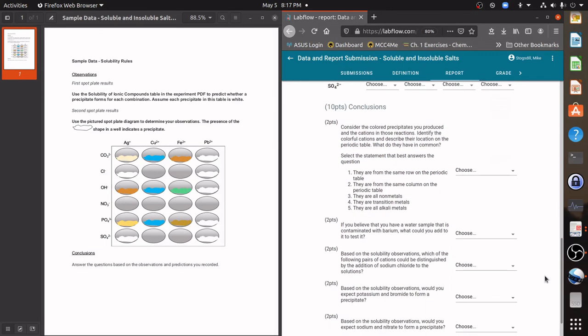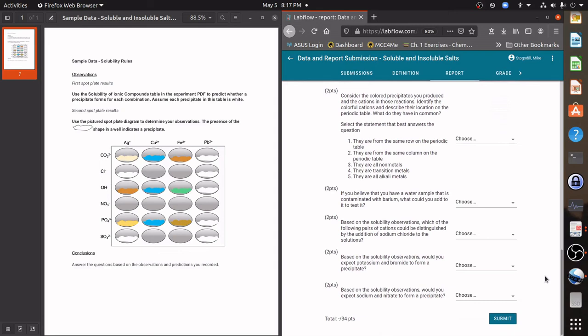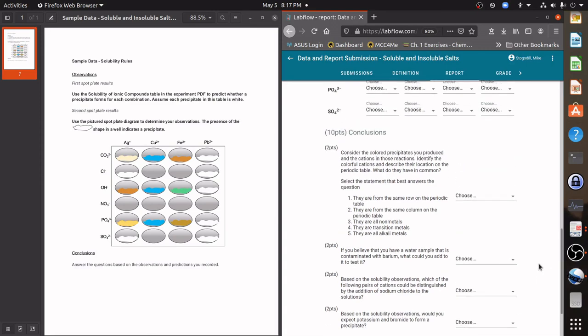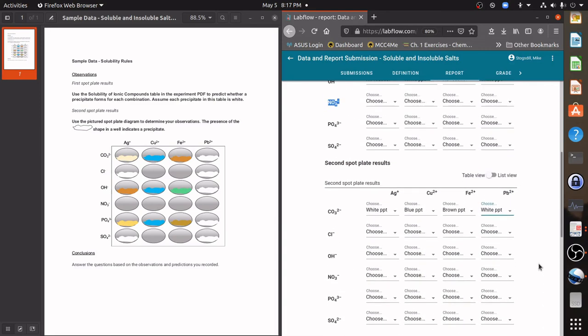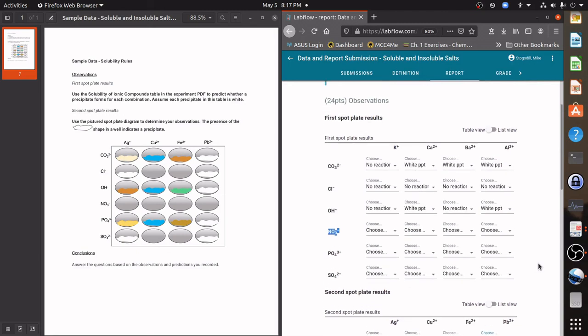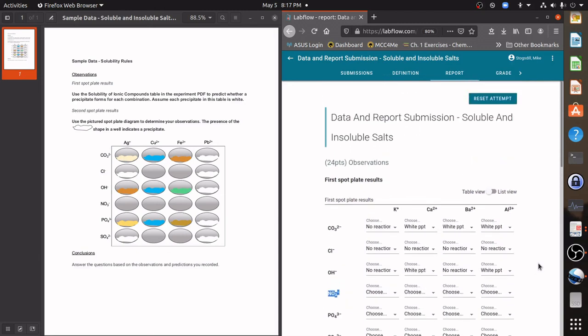Finally, there are a few brief questions down here. I really don't think that they're too tricky. Just little drop downs for you guys to do. And that's it. That's the whole lab. This is a pretty quick and easy one once you guys see what exactly is all involved and expected.